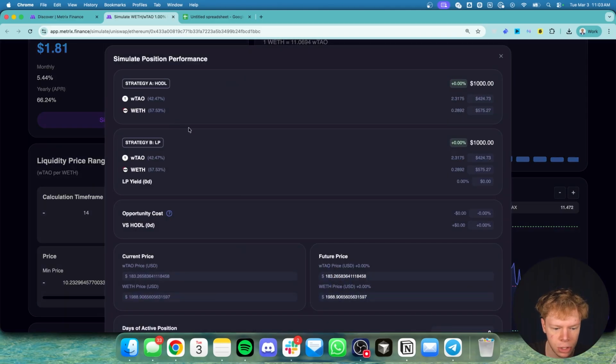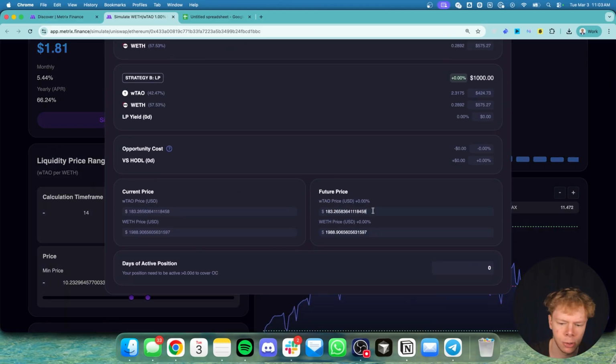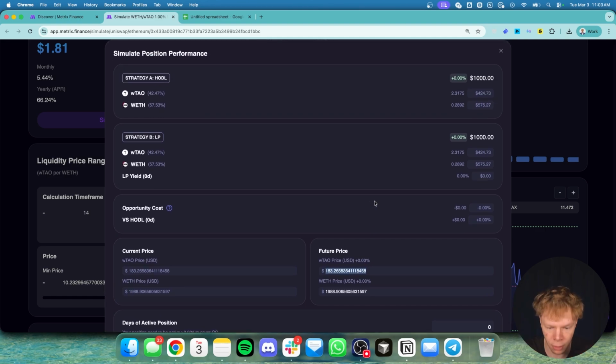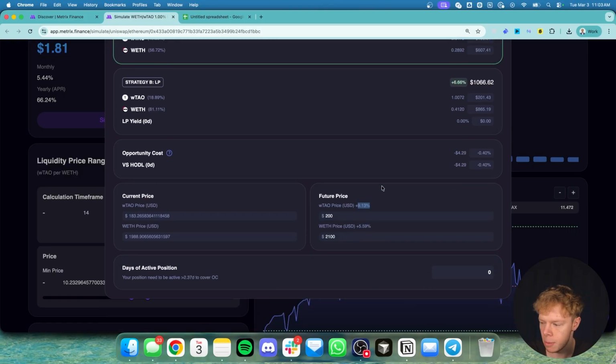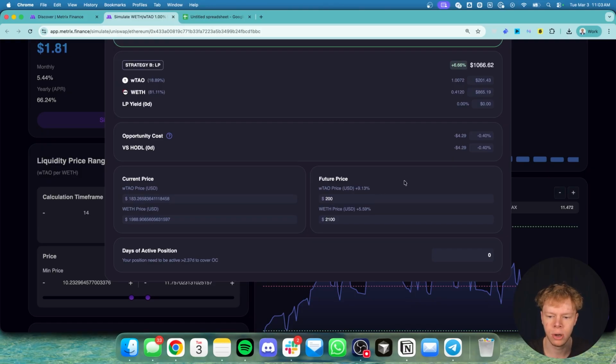And then the next thing I do is I back test. I use this simulate position performance to say, well, what happens when Tau goes to a recent high and Ethereum goes to a recent high? I'm looking over the same period because I want to make sure that ultimately my simulation is accurate, because there's going to be divergence. So say Tau goes to 200 and Ethereum only goes up to, let's just say, 2100. Well, that's Ethereum going up 5.59%, Tau going up 9.13. There's some divergence there, which creates this opportunity cost, also known as impermanent loss. And then it says exactly how many days we need to cover that. And we ask ourselves, how many days does it take to see this divergence?